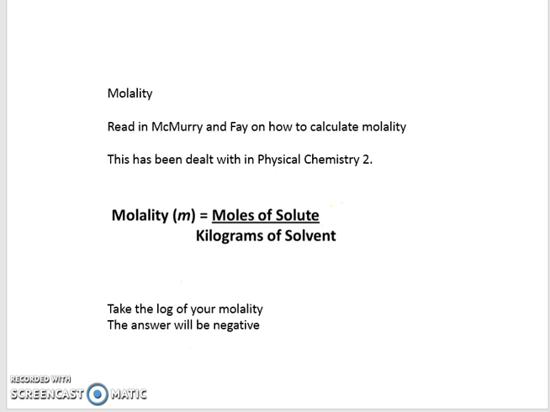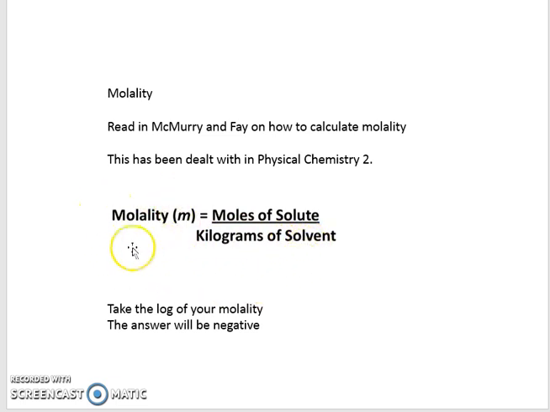Okay, molality is a term that you should be familiar with, and we have dealt with that in physical chemistry too. Please consult McMurry and Fay if you have forgotten how it works. Molality is moles of solute per kilogram of solvent. In this case, you have water as solvent. But take note, the units are kilogram. You will be using milliliters, which you have to take to grams, which you then have to convert to kilograms. It's moles of solute per kilogram of solvent. So you will have moles of vanadium per kilogram of water.